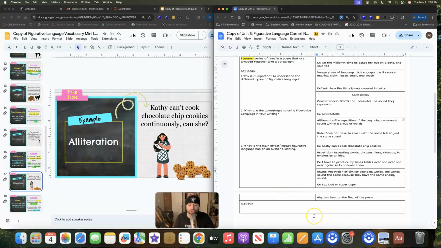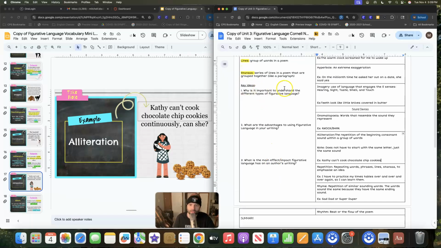And then rhythm is something super, super tough. You guys get it when it's in music. But it's really hard in poetry because there's no music set to it, and you have to kind of create your own rhythm or notice what the author intended the rhythm to be. Now, over here, we have 3 things. Why is it important to understand the different types of figurative language?